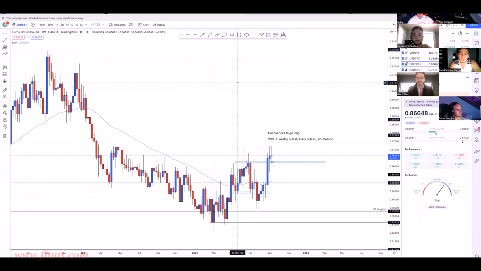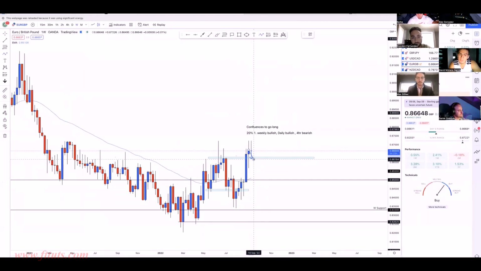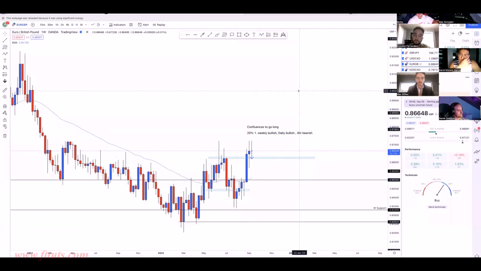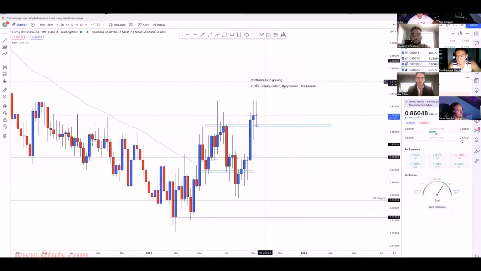Exactly, correct. We're at a higher high. We need a higher low to buy, a higher low to buy. There's multiple different areas of interest. Like I said, we'll get into that next week.